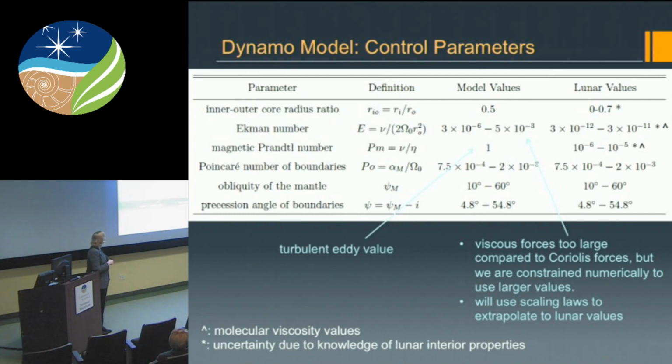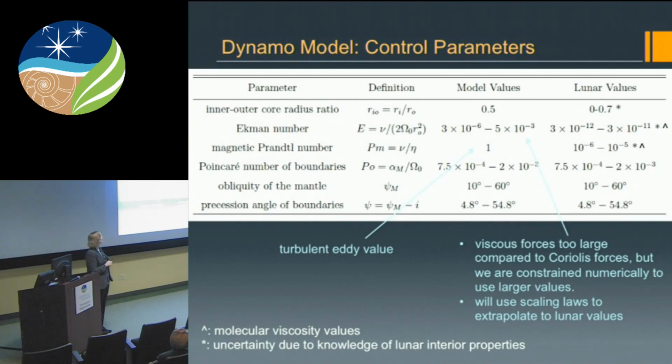The Ekman number measures the ratio of the viscous forcings to the Coriolis forcings. And in the moon, this is an incredibly small value. In all planets, this is an incredibly small value. We cannot make our model values as small as the values in the core of the moon. We're about 5 to 6 orders of magnitude off.